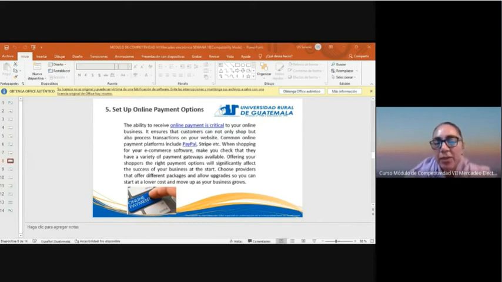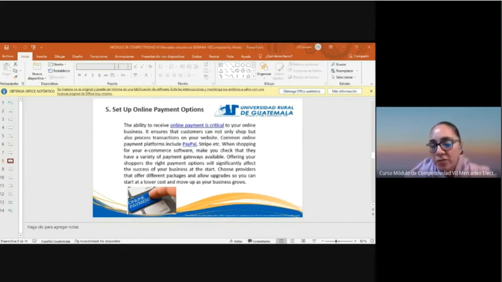This is critical because it's the way that you're going to get the money for your merchandise to your online business. It ensures that customers can not only shop, but also process transactions by themselves on your website. Common online payment platforms include PayPal or Stripe. When you're shopping for your electronic commerce software, make sure you check that they have a variety of payment gateways available.